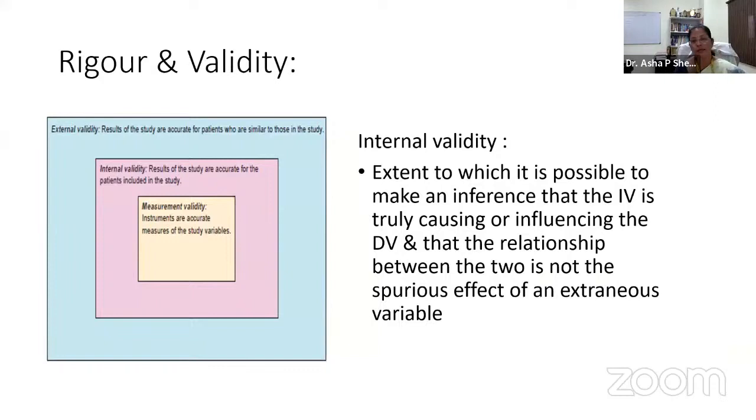So the internal validity is the extent to which it is possible to make an inference that the independent variable is truly causing or influencing the dependent variable, and that the relationship between the two is not a spurious effect of an extraneous variable. That means that the effect observed on the participants is only because of the intervention that is given in this study.